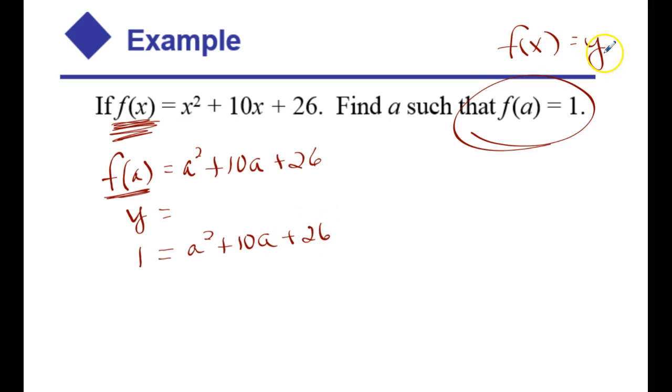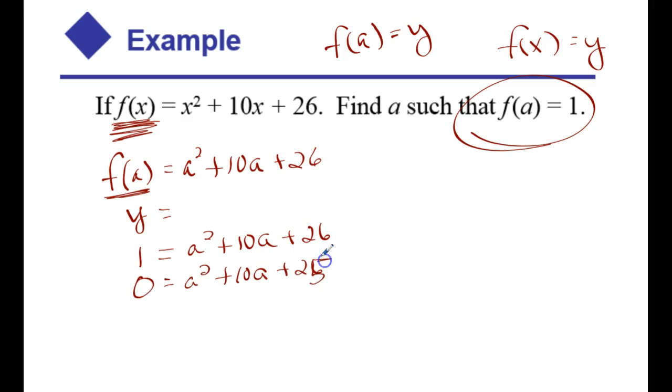So remember, if f at x is y, then f at a is also a y value. It's just evaluated at a. So I'm going to set this equal to 0 just like we did all the other functions. That's a 5 if I subtract off 1 from both sides. Factors of 25 that add up to 10 are 5 and 5. Signs are alike. They're both positive.